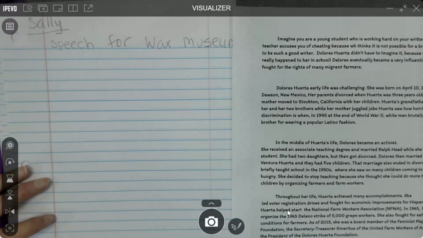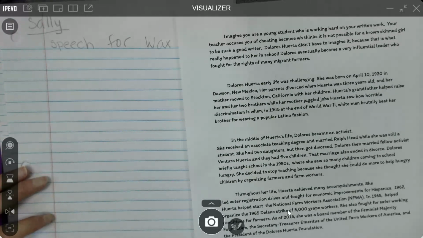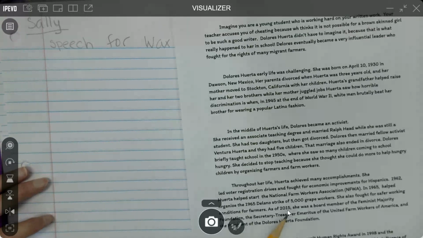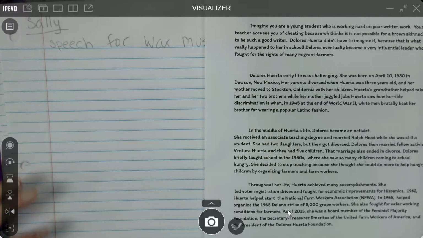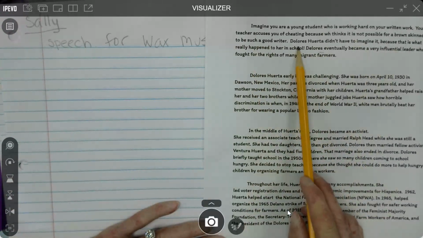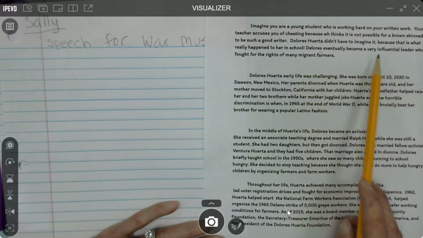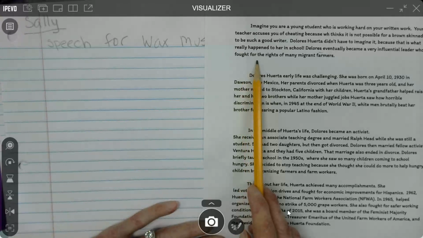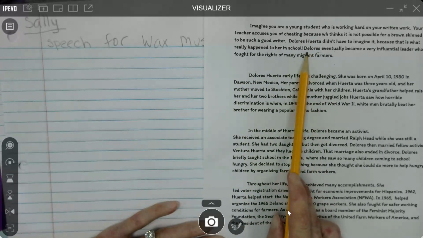And then essentially what you're going to do is look at your essay that you wrote and only pull out what you think would be the most important parts to deliver when you present yourself as the actual person you researched. So I'm probably not going to include my hook, but I might start by talking about how I became a very influential leader who fought for the rights of many migrant farmers. Now notice I said I, not Dolores.